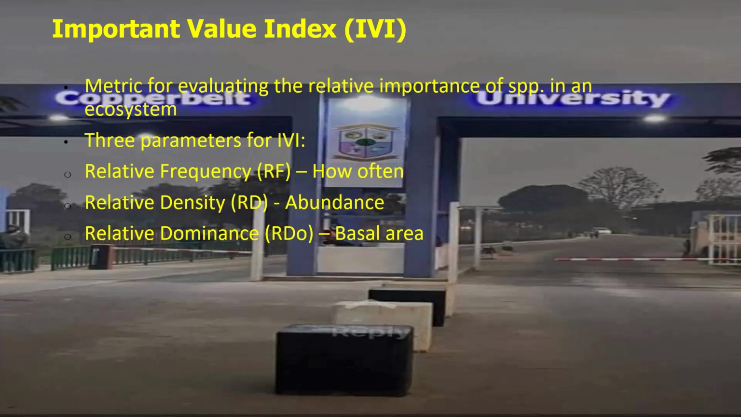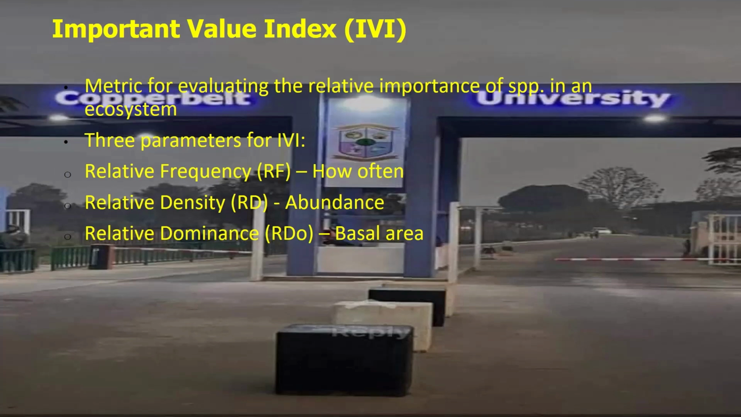So to help us come up with an Important Value Index, an index that measures the relative importance of species in an ecosystem, we have three parameters that are used in IV. The first one is called the relative frequency, RF. The relative frequency focuses on evaluating how often, or which of the species is frequenting more than the others. So that is relative frequency.